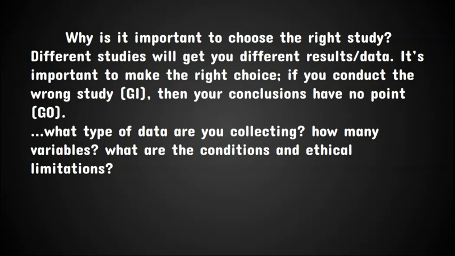So everything that you conclude at the end, whether there's a correlation, maybe there's causation, maybe you are looking at relationships between certain categories of variables, you have to make sure that right up front you're making the right decisions so that the summary, the display, the analysis portion is easier for you when you're at that point. So you want to make sure that you're considering what type of data you're collecting, how many variables are you studying, what are the conditions and ethical limitations, are there any lurking variables that you could think of that you could try to control.